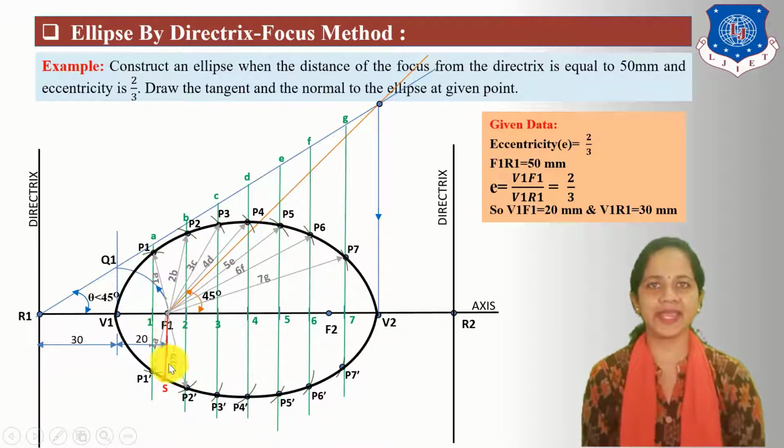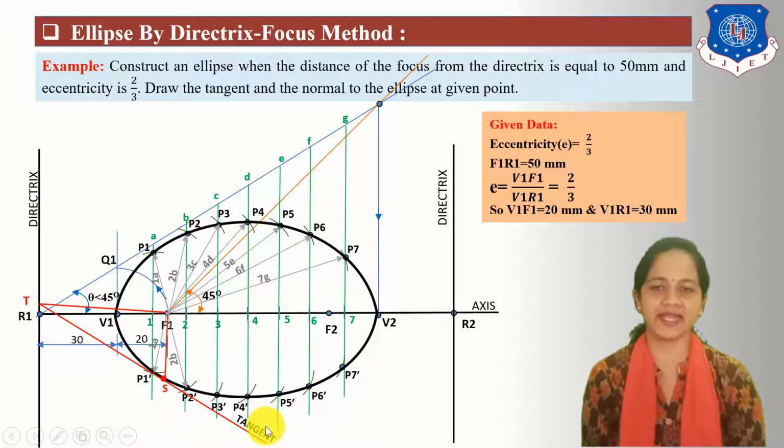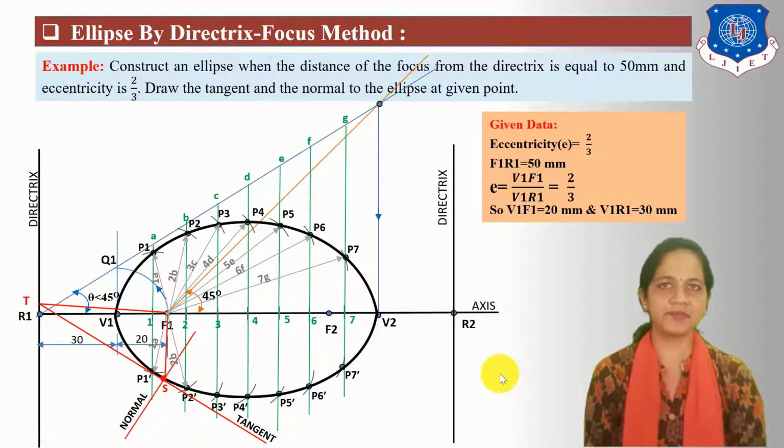Draw a 90-degree angle line from the F1 point up to the directrix. Here mark the T point. Now the TF1 line is perpendicular to SF1. Join the T and S points, which indicates the tangent, and draw the normal line passing through the S point and perpendicular to the tangent. So this is the ellipse by the directrix focus method.